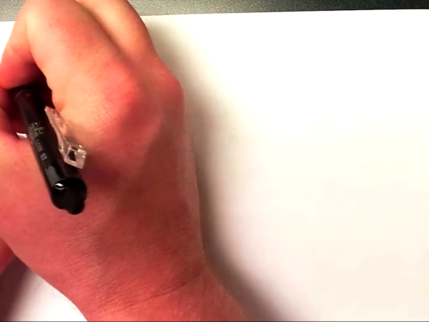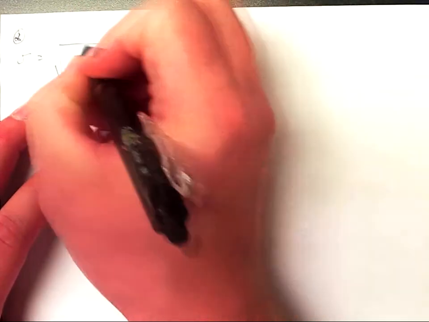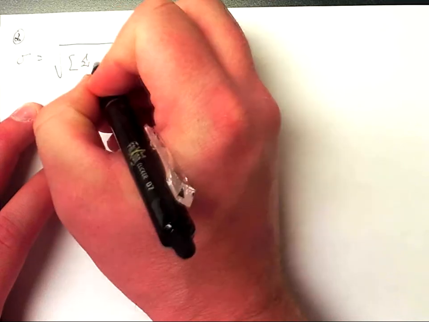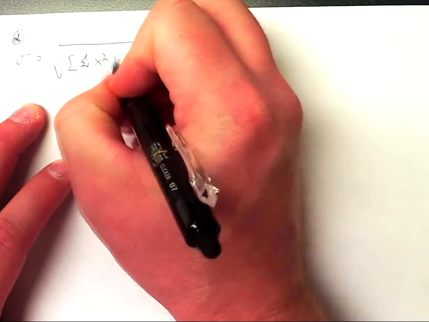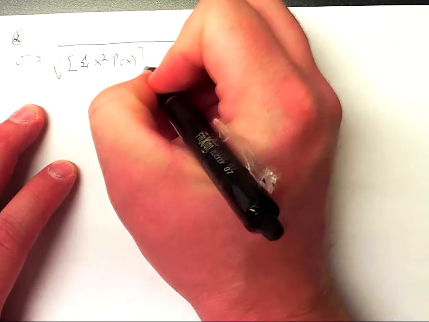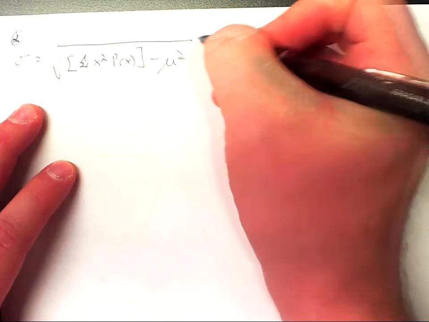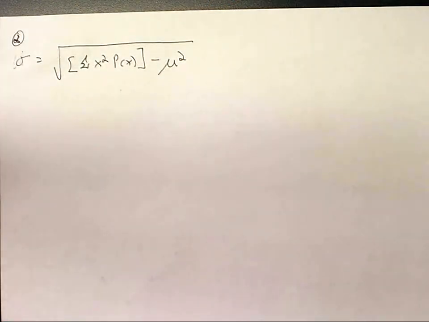All right, so let's look at that second formula for calculating the standard deviation. This is our second formula: the square root of the sum of x squared times p of x, and then this quantity minus mu squared. So in this formula, what's our order of operations? Brackets. We're going to do what's in the brackets first. And when we're in the brackets, what do we do first?